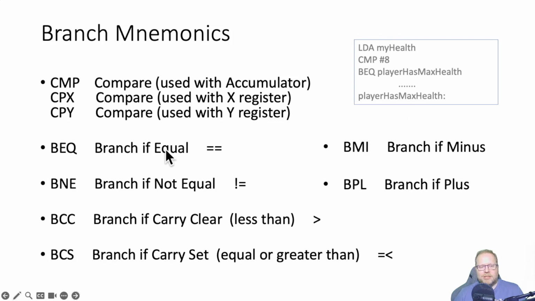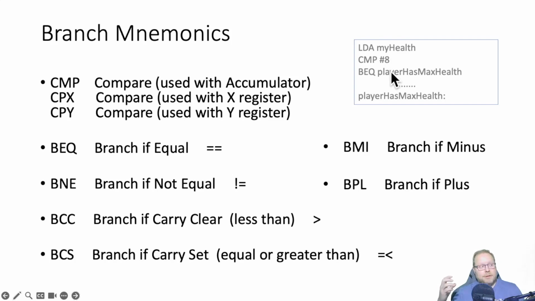BEQ, branch if equal. So we have a few of these branching mnemonics. BEQ, branch if equal. Then we have BNE, branch if not equal. So let's imagine that I wrote BNE here instead of BEQ. So then I would say load A with my health, compare that, let's say my health was 5, so I'm comparing 5 to 8, branch if not equal.